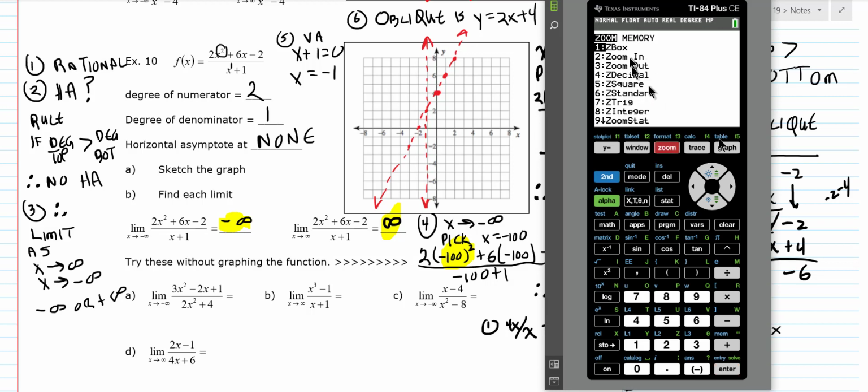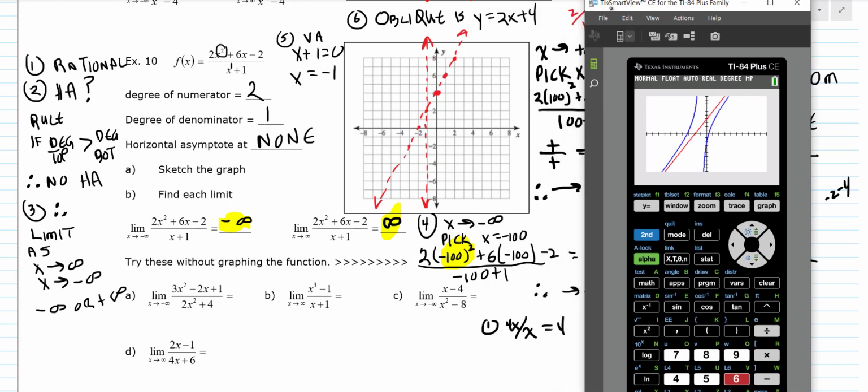All right, I'm going to go back and do a zoom 6 just for a standard window. Okay. All right, now the rest of this, I just want you to sketch on this, and that'll be good enough. I'm not going to worry too much about what the intercepts are, just trying to give you the idea.